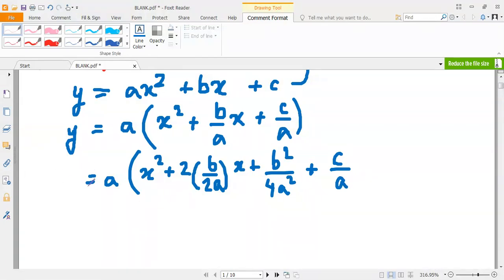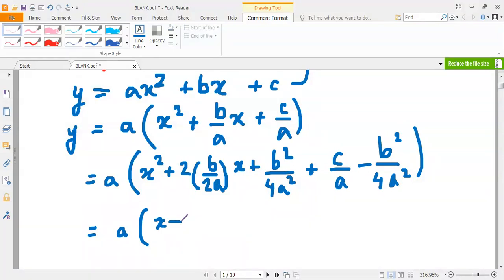So in order to maintain this equality, I again deduct the additional term that I had brought in, 4a square, right? So now I have this form which I can convert. So I can rewrite this as a, then I write it as x plus b by 2a whole square, right? And then I multiply a with these two expressions.